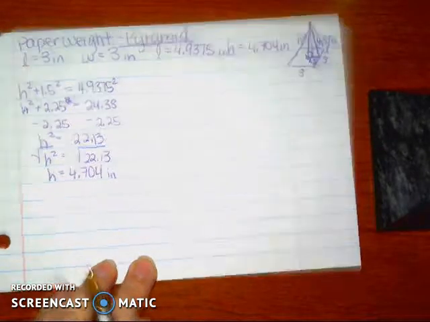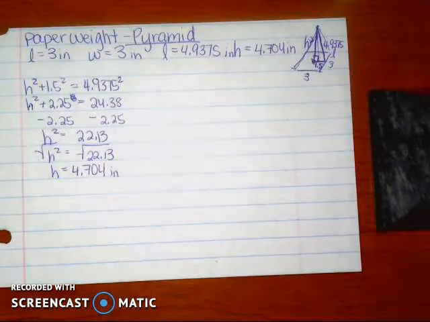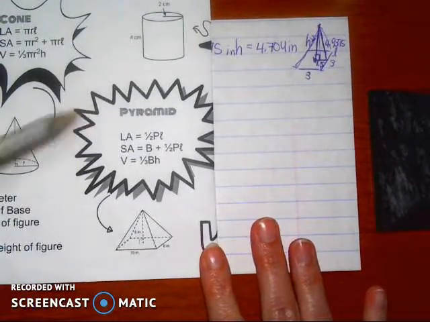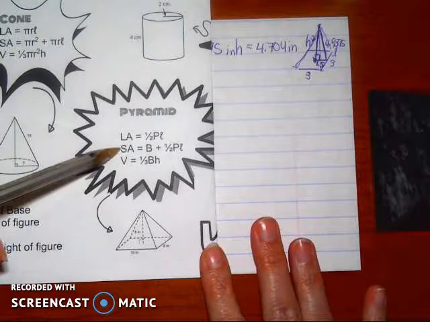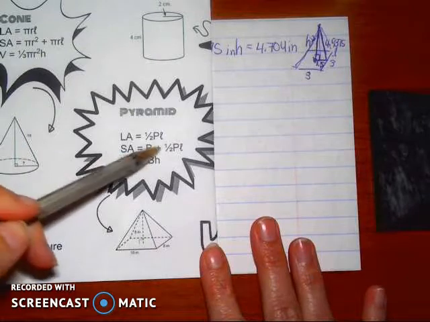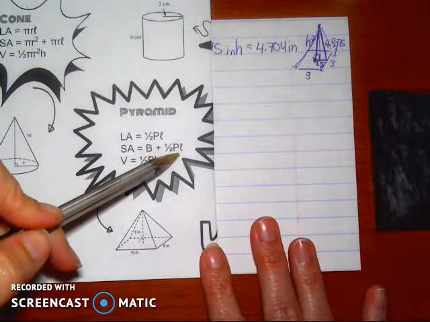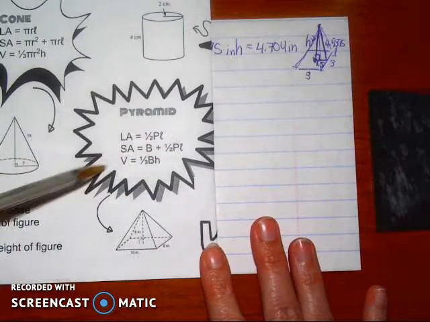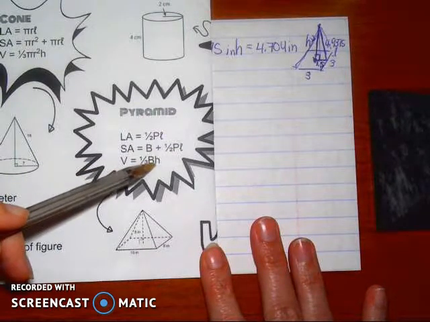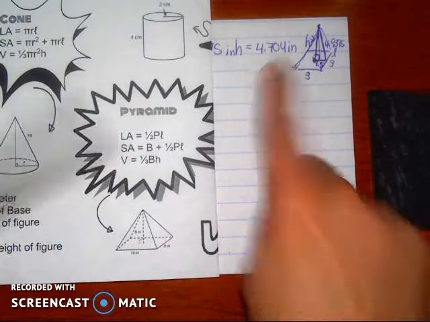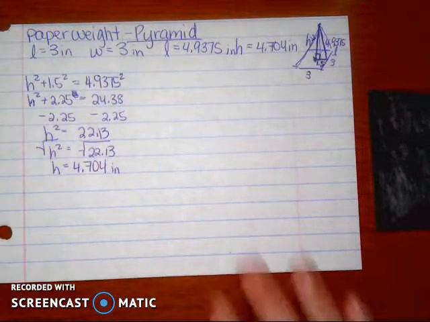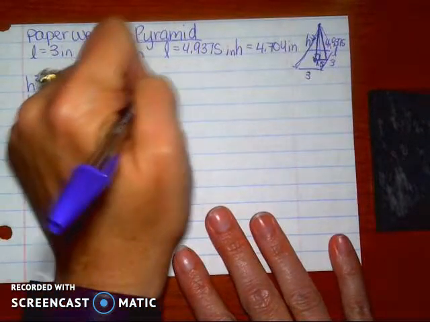And now I have everything I need to calculate my pyramid. So let me refer back to the formula. We're doing surface area. We're going to need the area of the base. So my base is a square plus 1/2 perimeter times the slant height. I have the slant height. And then for volume, I need 1/3 the area of the base times the height. And we have just calculated our height. So we have everything we need to calculate the surface area and volume.